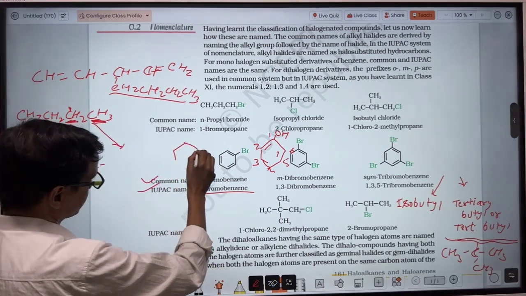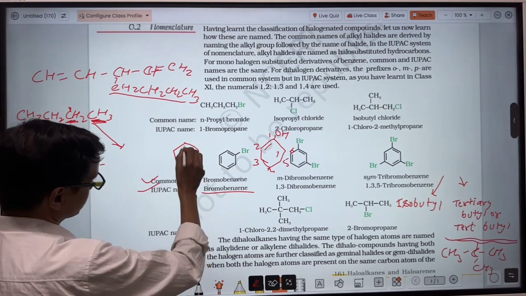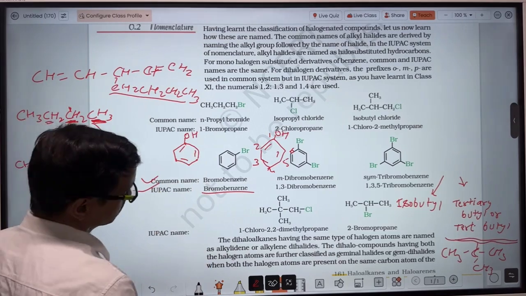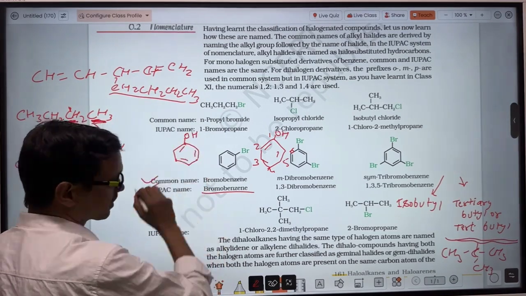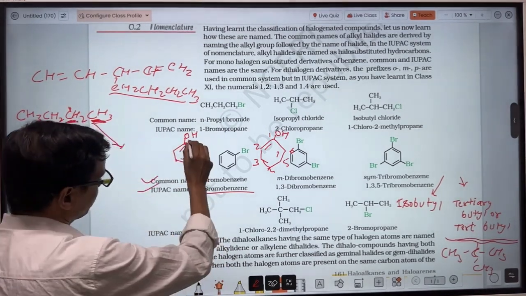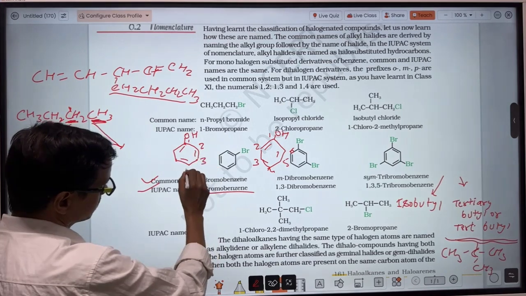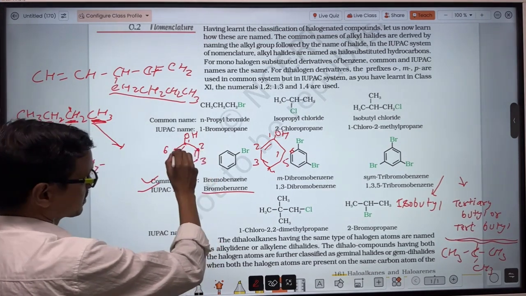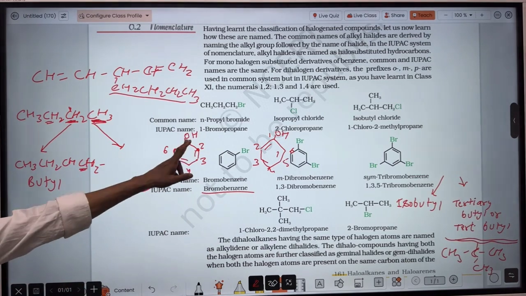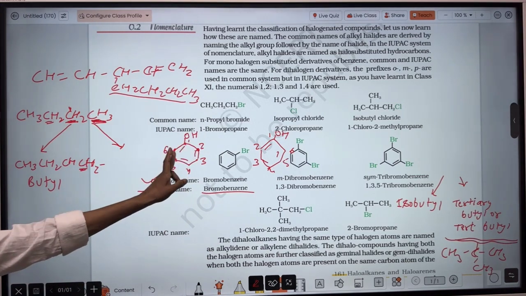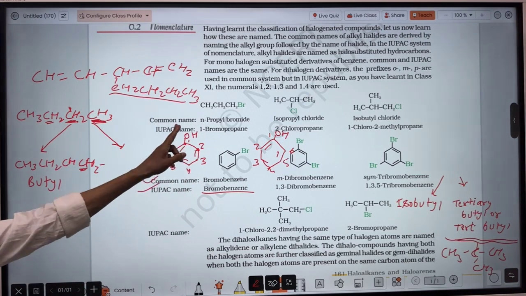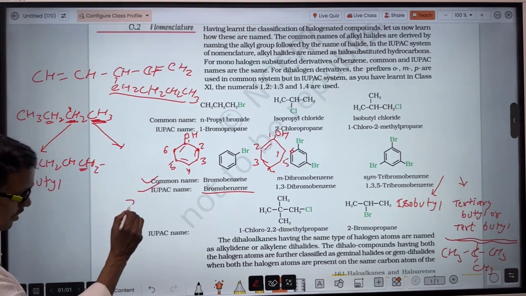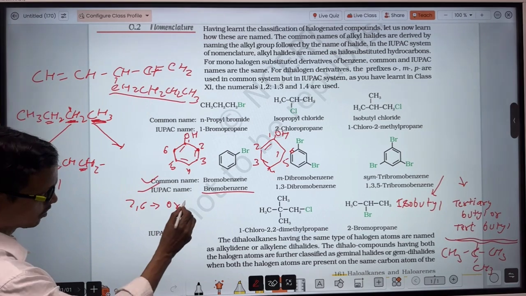Here is the structure, with any functional group. The carbon atom to which the functional group is attached will be the first carbon, then second, third, fourth, fifth, sixth. So this second carbon atom and this sixth carbon atom, that means the adjacent carbons of the carbon to which the functional group is bonded, will be called the ortho position. That means the second position and sixth position will be called ortho.